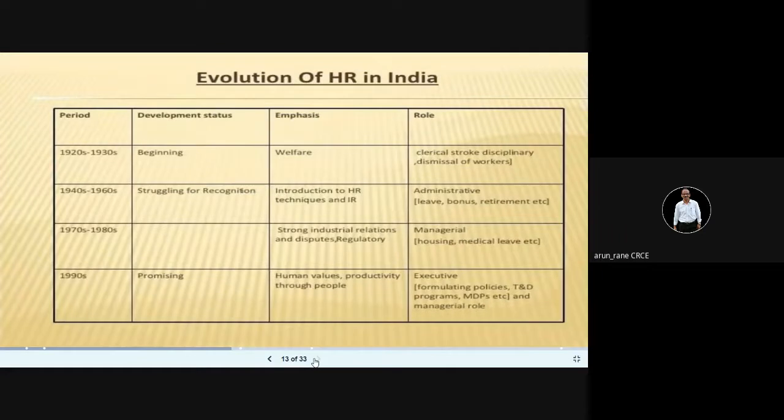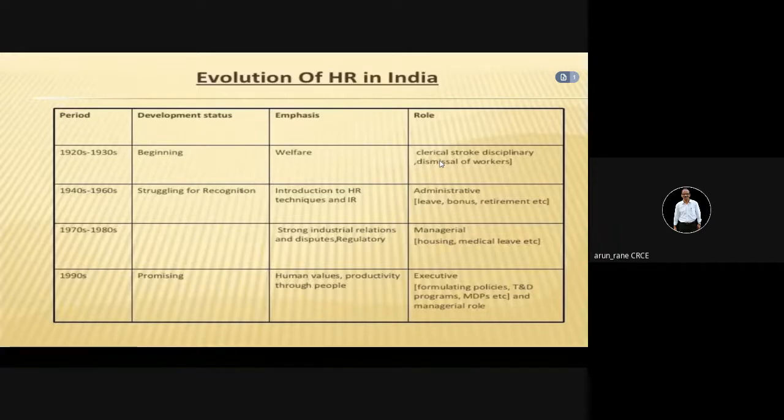So in a tabular form, 1920 to 1930, it was a beginning. Emphasis was on welfare, and the role was like this. That is basically it was clerical, disciplinary. Then it was like a cane type of approach.